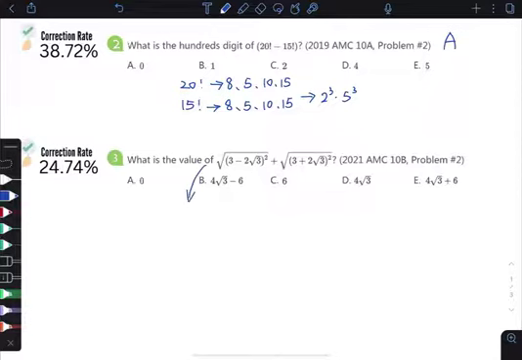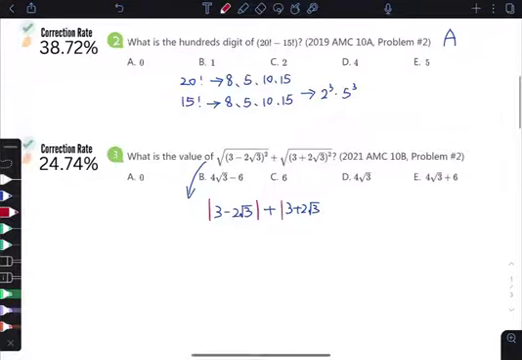Let me write it down: 3 minus 2 square root of 3. Another thing you need to notice is the principal square root must be a positive number, so don't forget to give an absolute value sign to it. As for the second part, 3 plus 2 square root of 3, also the absolute value of this number.